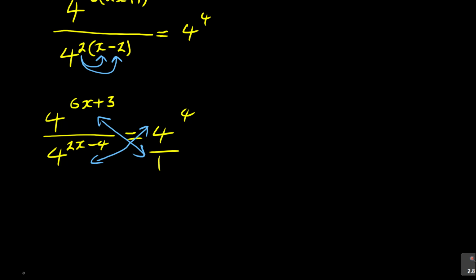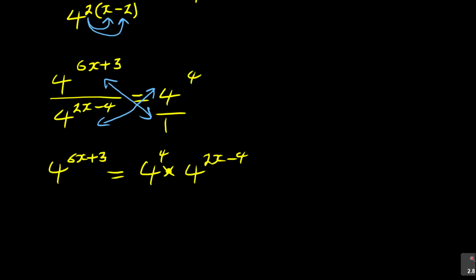So what you have, 1 times the first one, it will be 4 to the power of 6x plus 3, times 1, it remains as is, equal to 4 to the power of 4 times, you can put a dot or you can put a times, 4 to the power of 2x minus 4. Are you with me? Now, laws of exponents, when you multiply, remember you add. So you've got 4 to the power of 6x plus 3 is equal to 4 to the power of, then you add the exponents, 4 plus 2x minus 4. That's where now you can see that 4 minus 4 cancels, right?